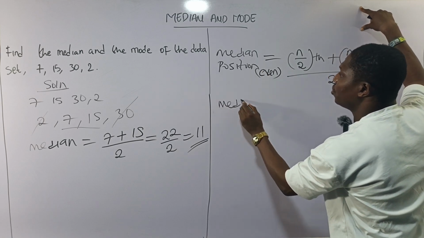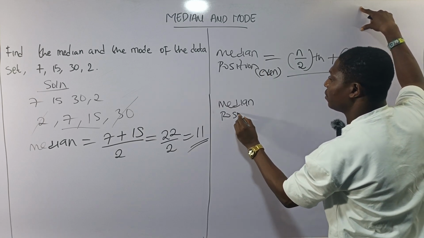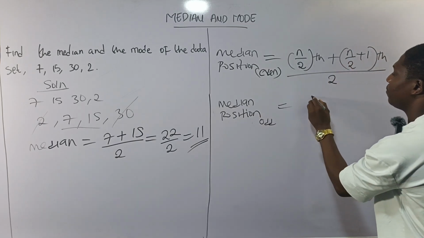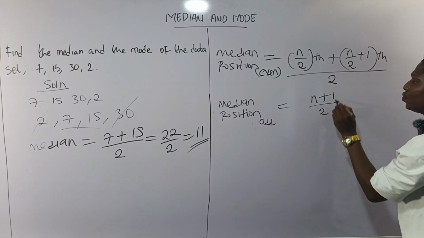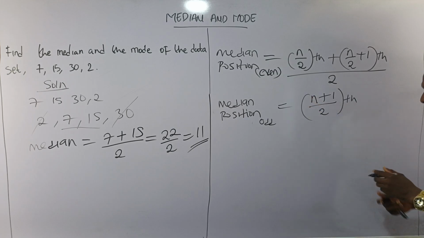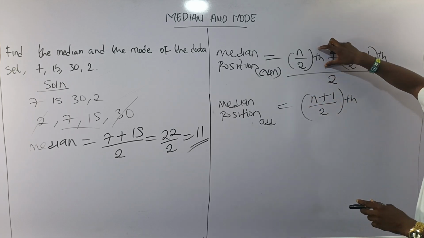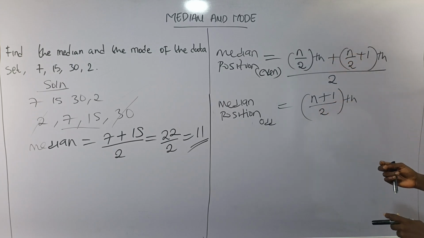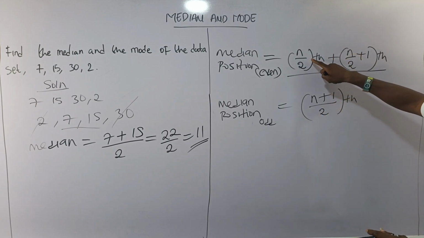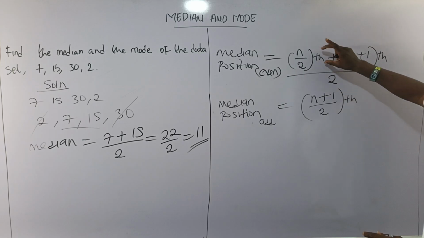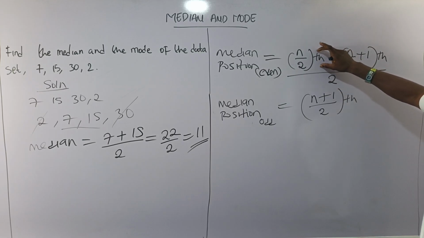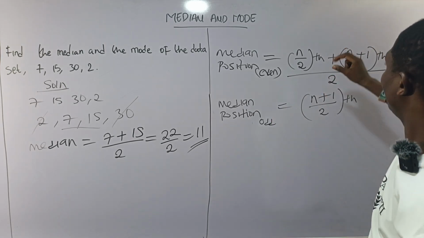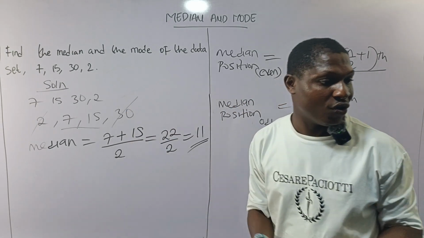So median position also for an odd number is simply n plus 1 all over 2 in brackets th, where this th covers all possibilities, either first term, second term, third term. So even if you have 3 here, it doesn't mean you change this to rd. This is simply a cover for all possibilities. So take note. Let's see how we can use any of these two formulas to solve this.